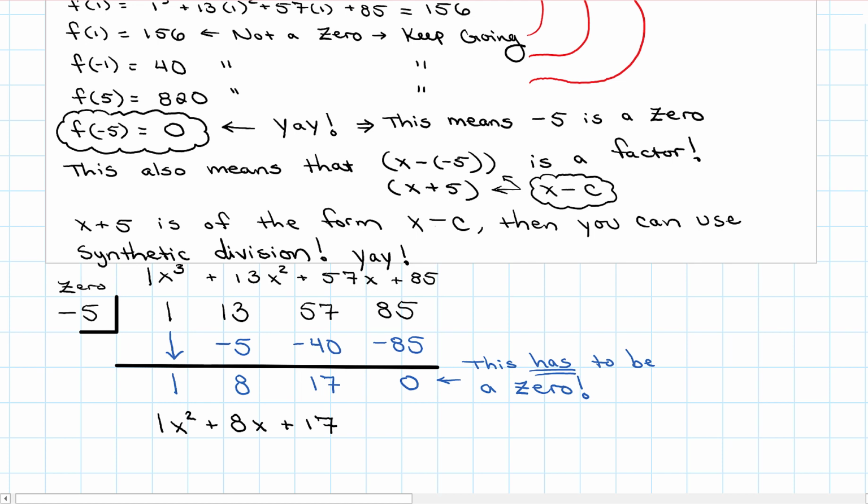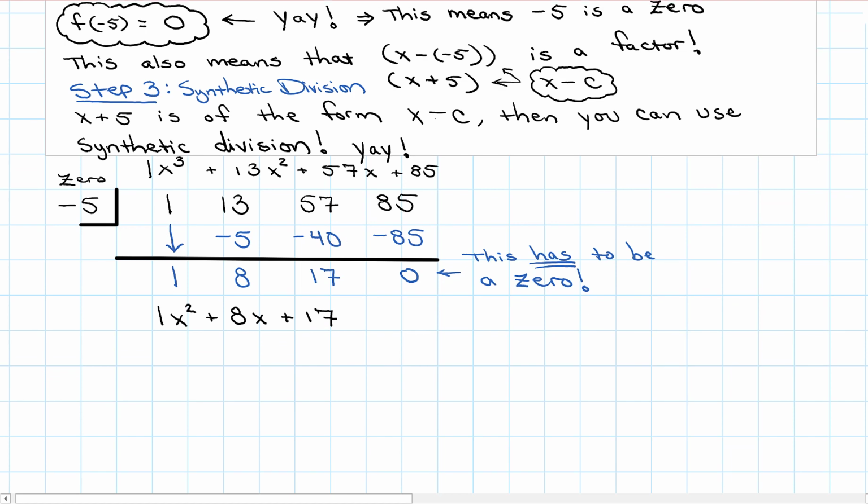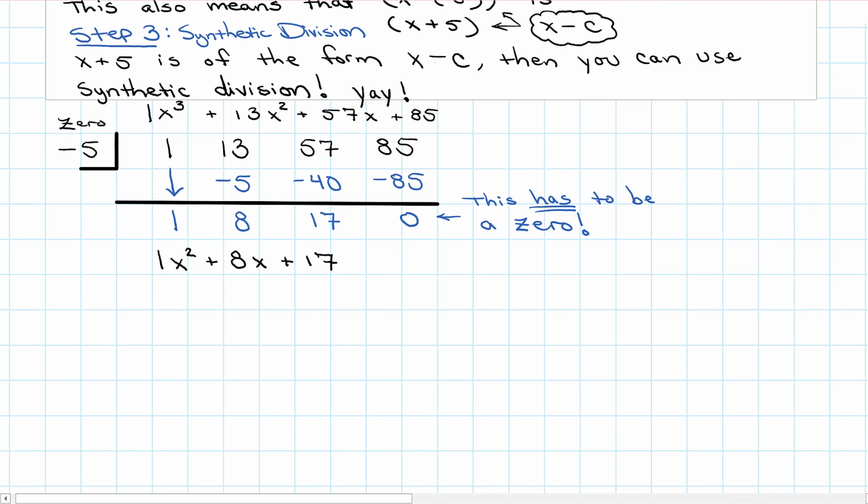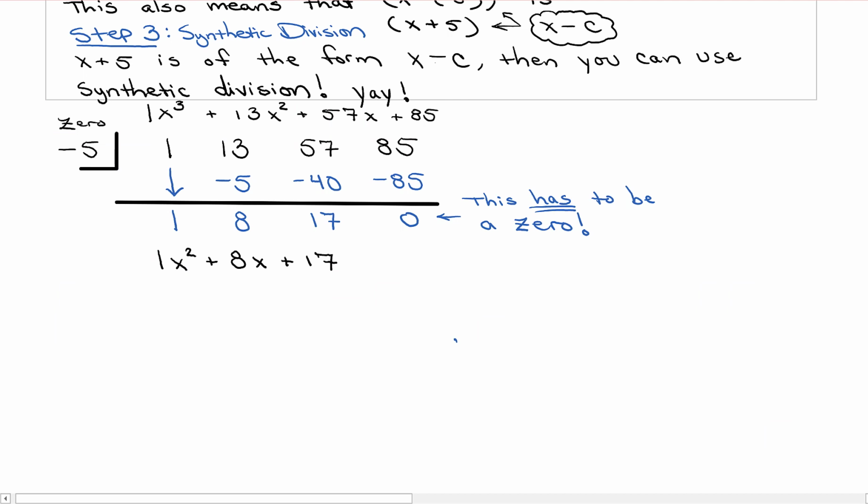So right now is a good time to write out what we have so far in terms of our factored polynomial function. Let me write this. I forgot to write down my steps here. Let's say step 3 was the synthetic division step for my peeps out there that like to write out the steps. All right, that's for you guys.